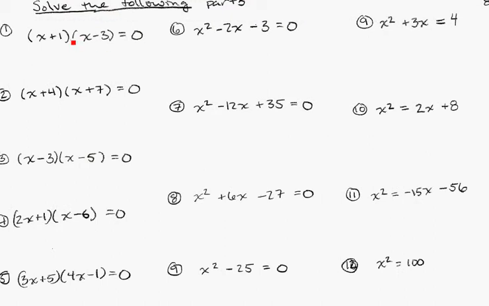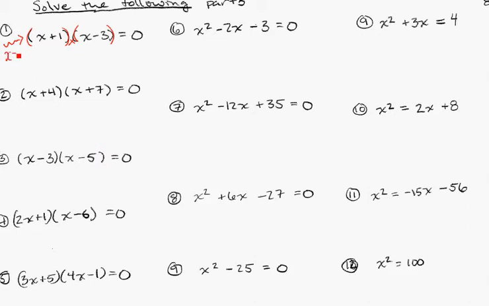So looking at this first one, I can see I've got 0 on one side, so that's good. I've got two factors, this one times this one. So I know that one of these brackets here, I'm looking for a value of x, so that when I substitute it into this left-hand side here, one of those brackets is going to equal 0, which of course would give me 0 on the right-hand side when I multiply it.